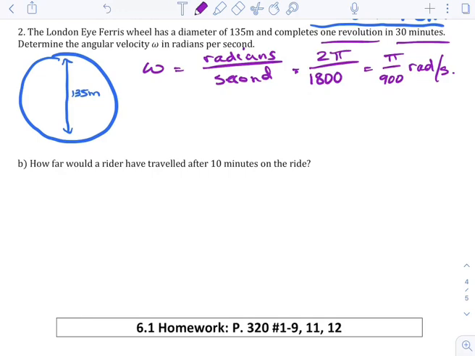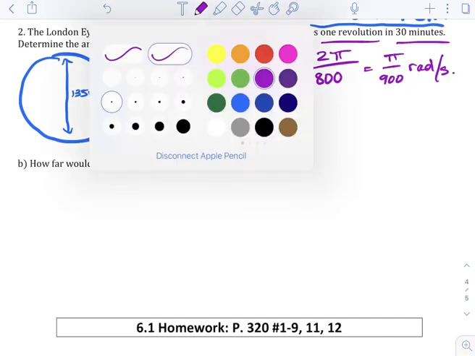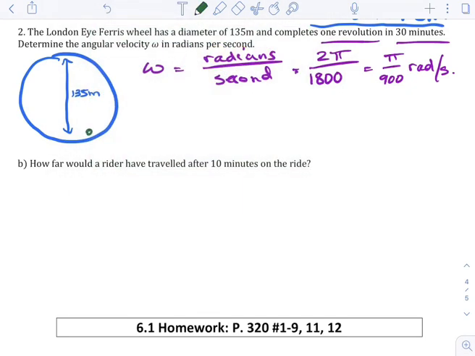Now, how far would a rider have traveled in 10 minutes on the ride? So let's imagine, here's me. I got on the ride. I was so happy. I traveled around. I know that it takes 30 minutes for one full revolution, so I traveled all the way to maybe about here. And I wonder, what distance did I travel? That's the arc length that we went around the outside.